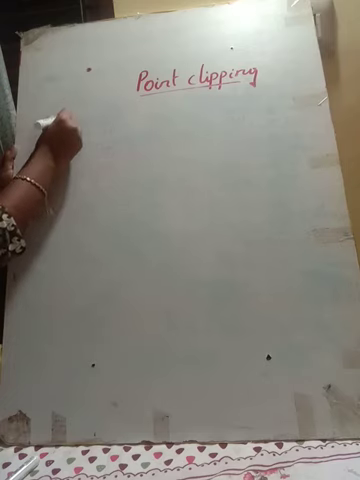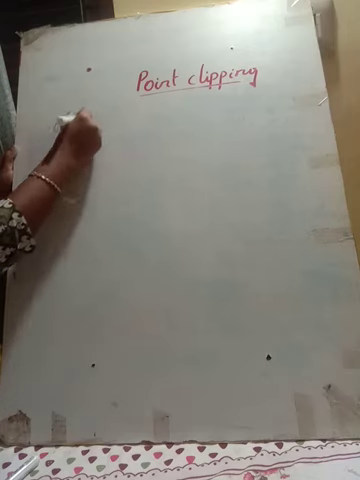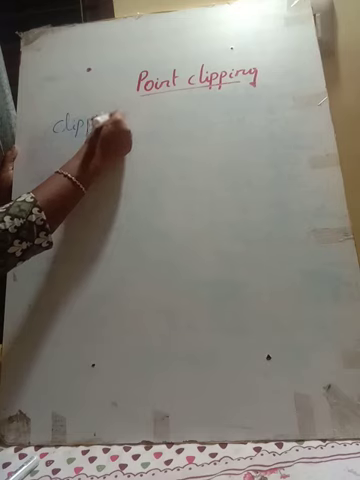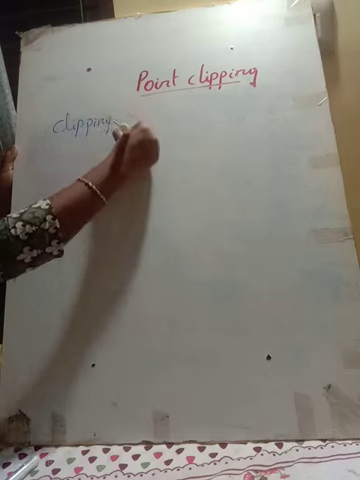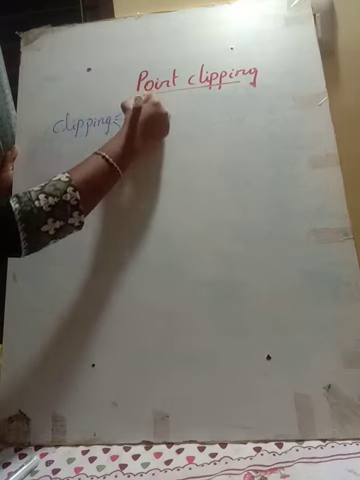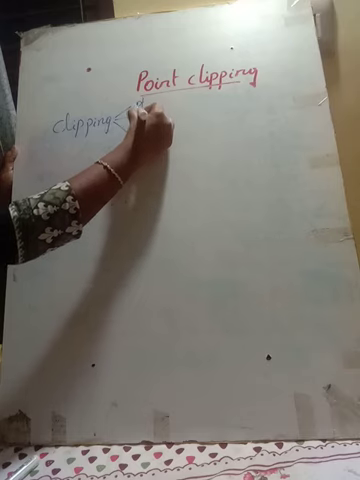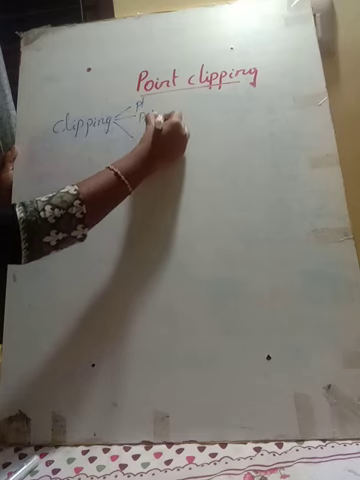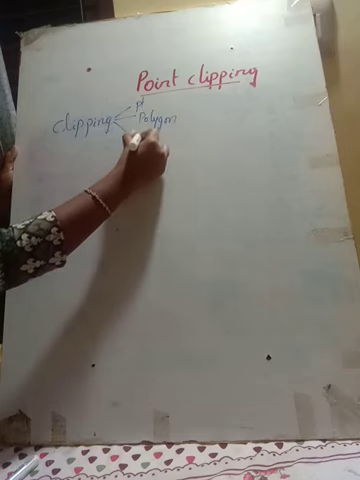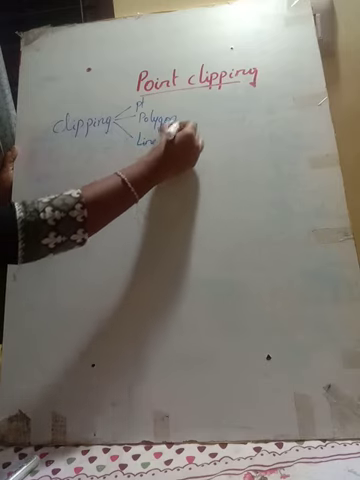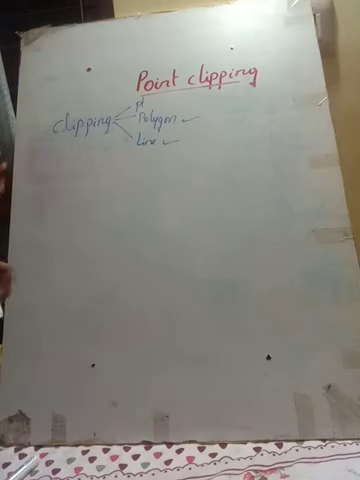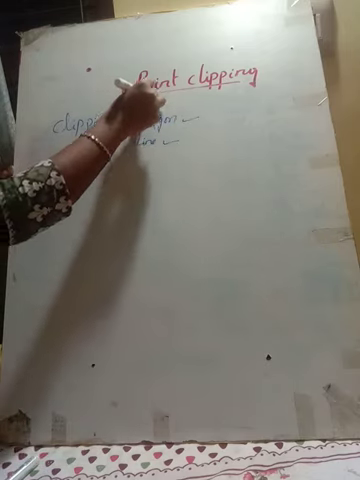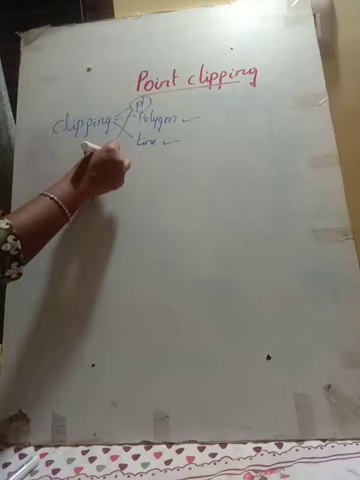So in the clipping concept, as we have already discussed, under clipping we had three types. Those three types are: first, point clipping; second, polygon clipping; and third, line clipping. Already we have seen polygon clipping and line clipping. Now we will see the concept of point clipping.